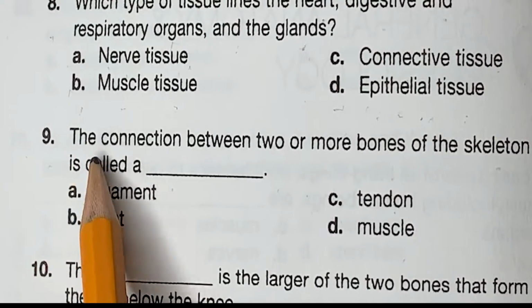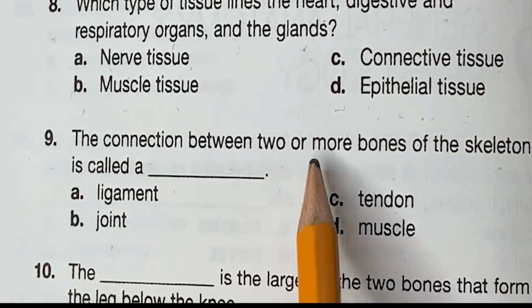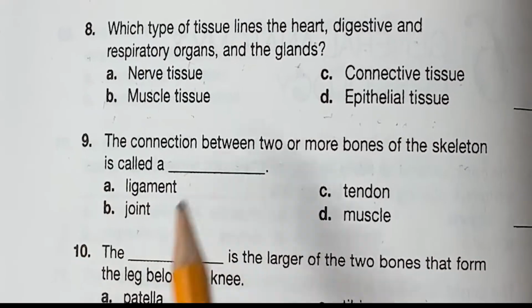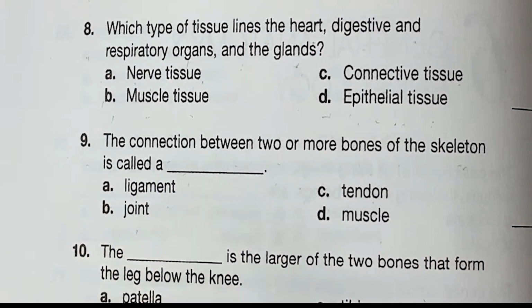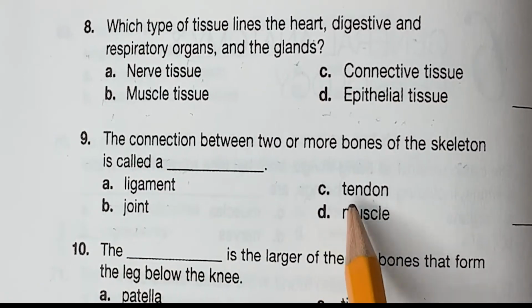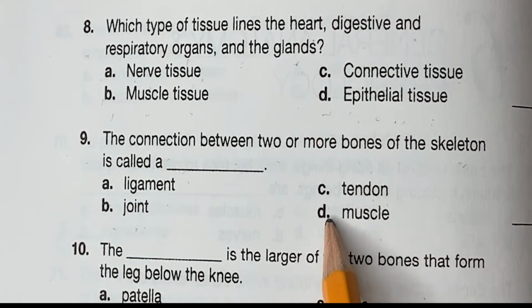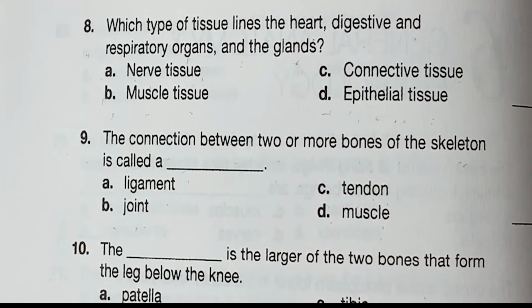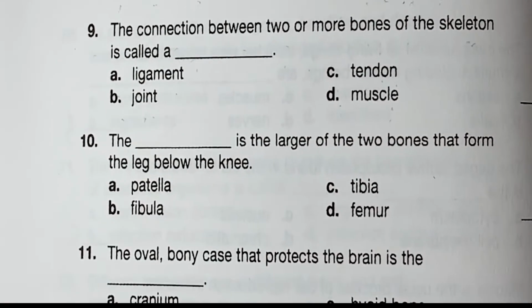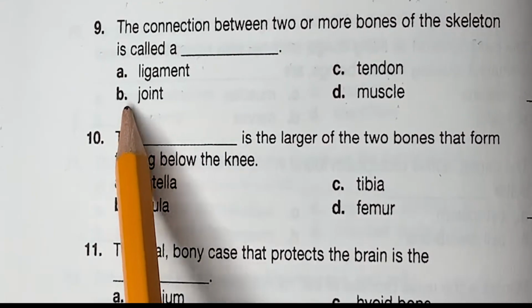Number 9, the connection between two or more bones of the skeleton is called a blank. A, a ligament. B, joint. C, tendon. Or D, muscle? And the correct answer is B, joint.